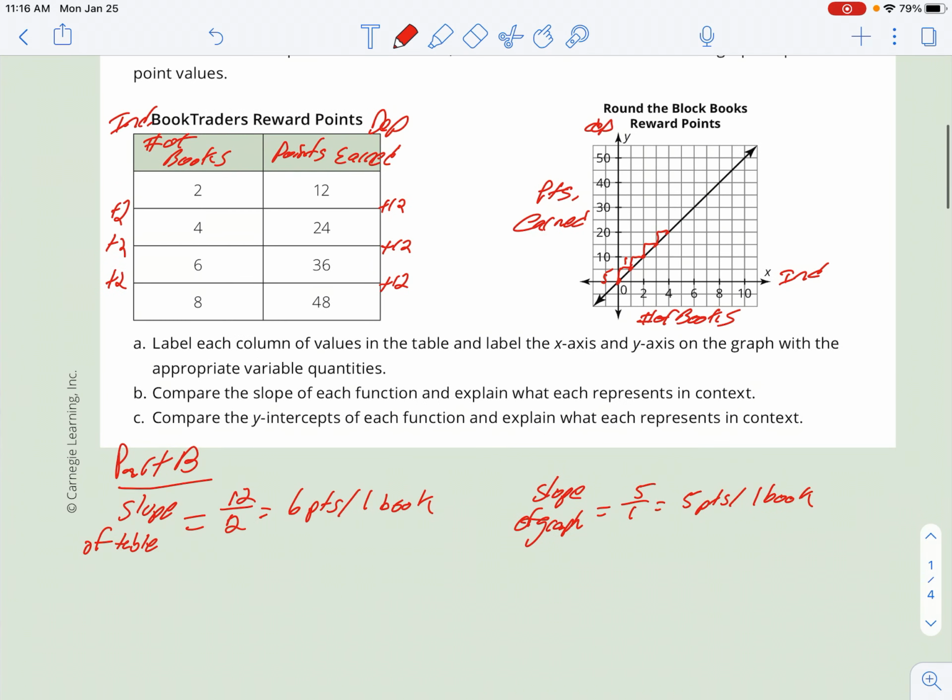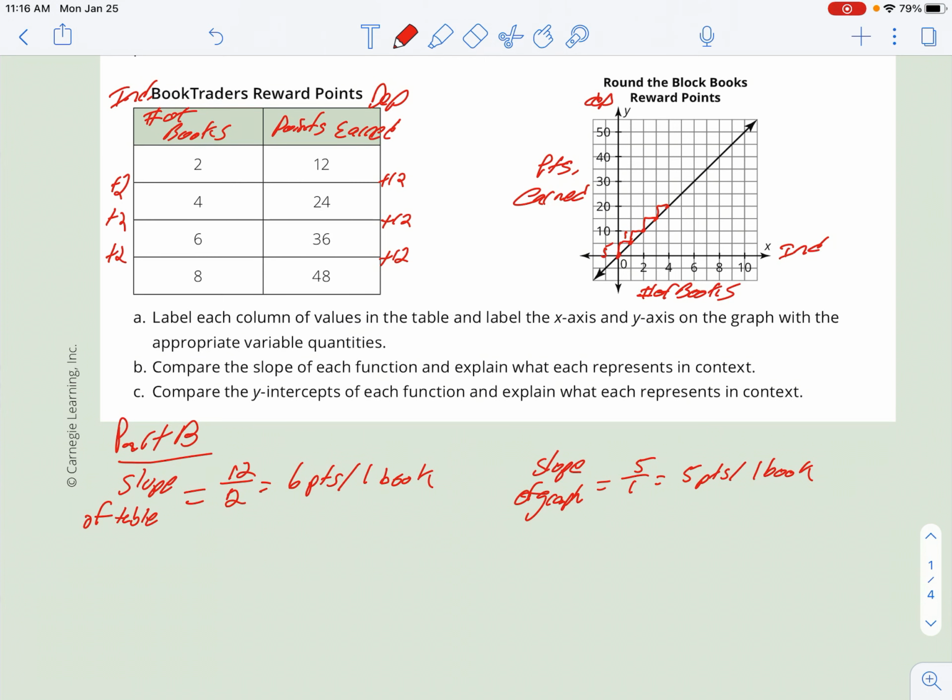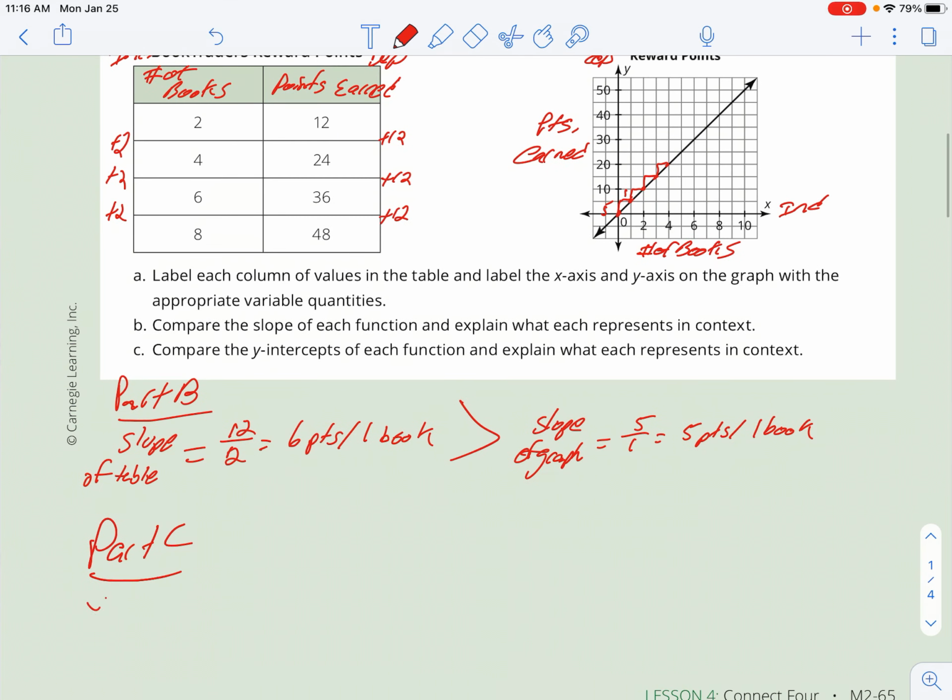Okay. So compare the slope of each function. When I compare these, I'm going to say this is greater than the other one. Okay, 6 points per book is greater than 5 points per one book. So right now, Book Traders reward points has got a better thing going on than, say, the graph, the Round the Block Books.